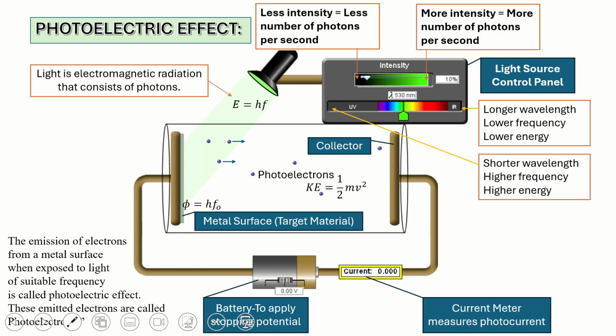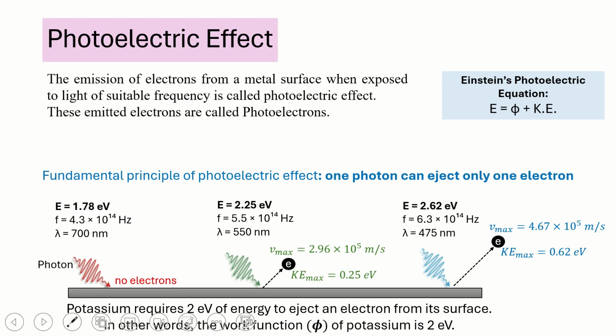Okay, now let's get into the photoelectric effect. What is the photoelectric effect? This is the experimental setup, or you can say this is the PhET simulation. We will discuss it afterwards. Let's understand what the photoelectric effect is in a simple way. The photoelectric effect means the emission of electrons from a metal surface when exposed to light of suitable frequency. This is called the photoelectric effect, and these emitted electrons are called photoelectrons.